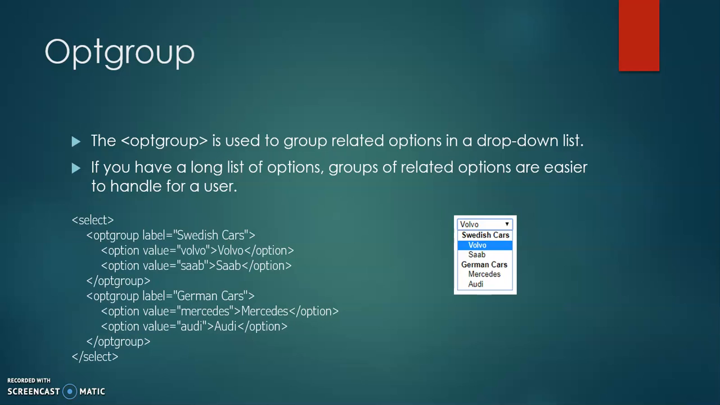Optgroup. The optgroup is used to group related options in a drop-down list. If you have a long list of options, groups of related options are easier to handle for a user. The select below has 2 optgroups, one of Swedish cars, the second of German cars, and each has 2 options. We can see on the right how this would look in the browser window.